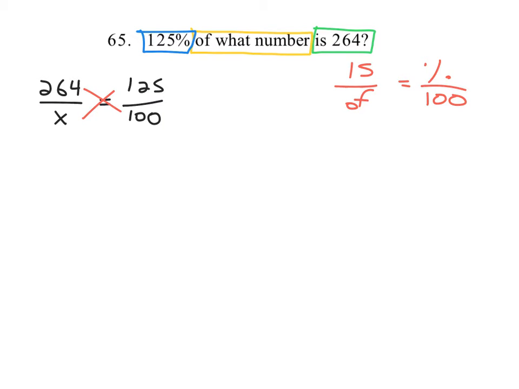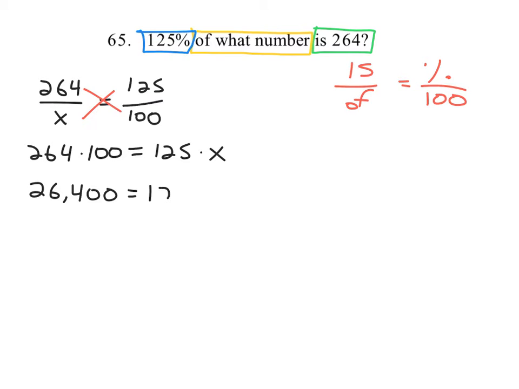So we've got 264 times 100 equals 125 times x, or 26,400 equals 125x. And now divide both sides by 125.